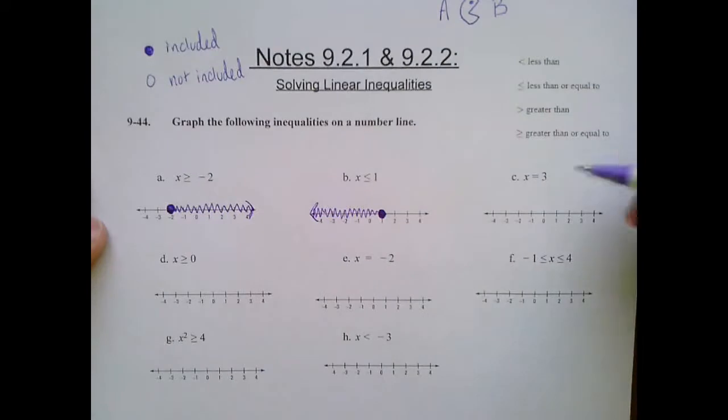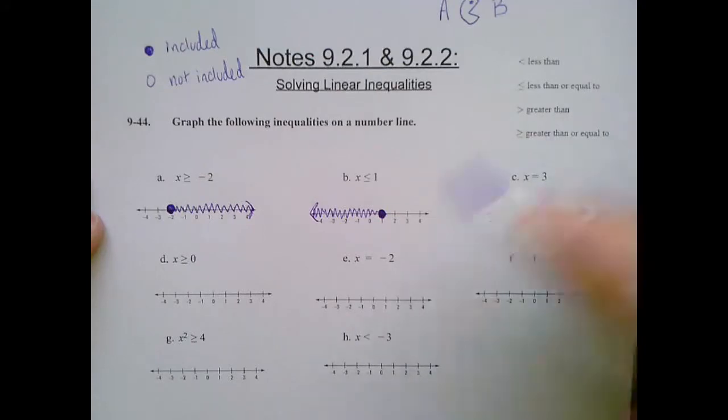How about C? X equals 3. Well, then you can go to 3. It's definitely included. Which way would you shade? Well, for this one, you wouldn't shade at all. You're just saying X is equal to 3, and 3 is the only thing that is equal to 3.